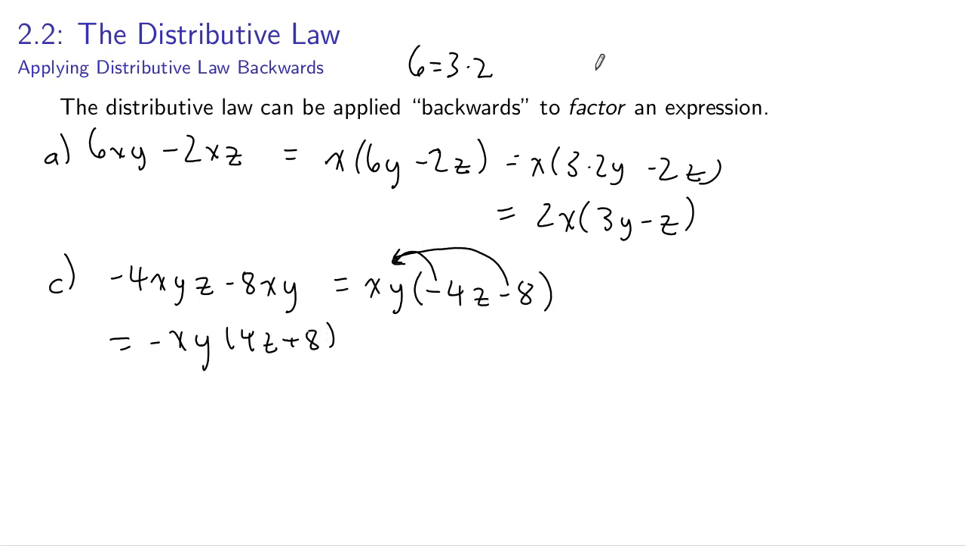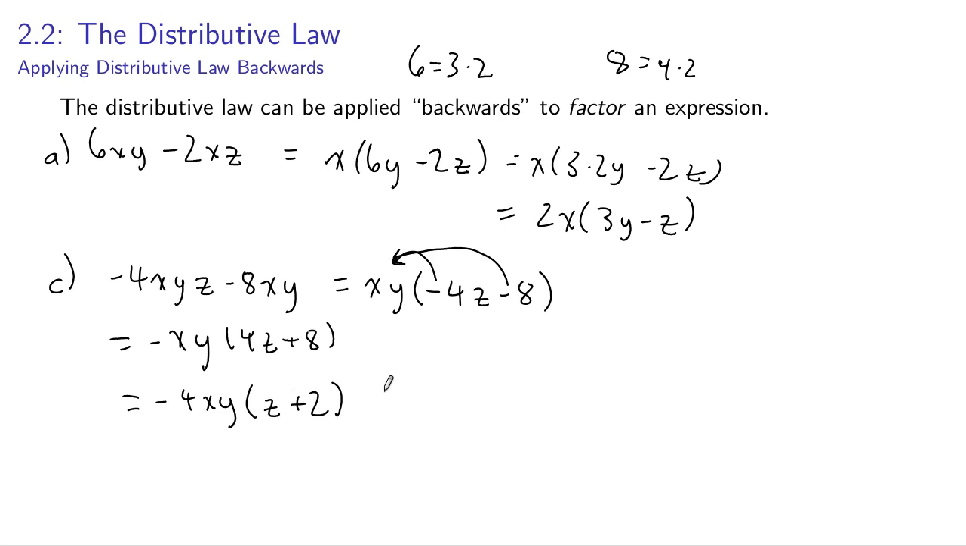4 and 8. Well, let's think. 8 is 4 times 2. So we can pull out another 4. Pulling out a 4, we get minus 4xy times z plus 2. Why 2? Because that's what's left when we pull the 4 out. See why I crossed the z? Now we can tell a z from a 2.